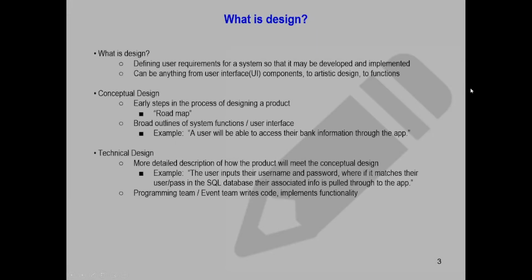So, what is design? Effectively, you are defining user requirements for a system so that it may be developed and implemented. This can be anything from user interface components to artistic design to functions. First off, we'll look at conceptual design, which is basically the early steps in a process as far as designing a product goes. It is basically the big picture. We're looking at the roadmap, a very large scope kind of idea, very broad strokes kind of design.